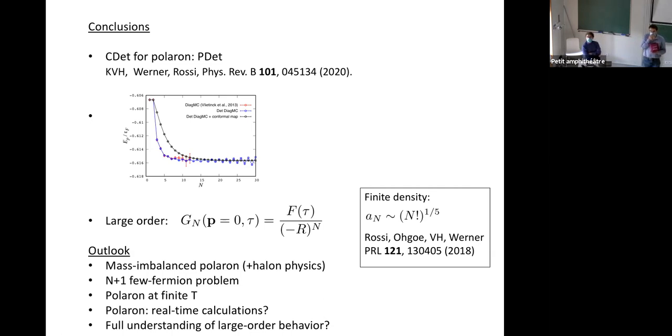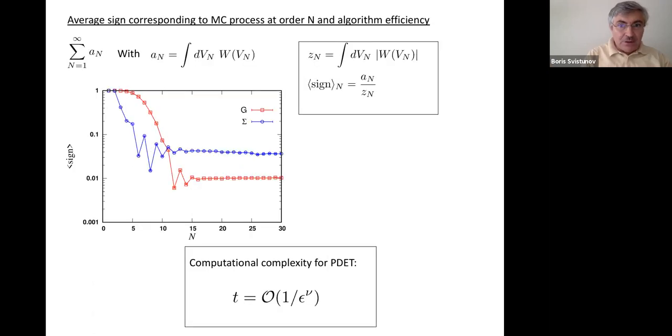Questions? Can I ask one? Yes. Hi, Kris. So this kind of impressive saturation of the sign, is it a property of this particular problem, the property of a single impurity, or is it a kind of generic property of fermionic diagrammatics when you do essentially CDET?